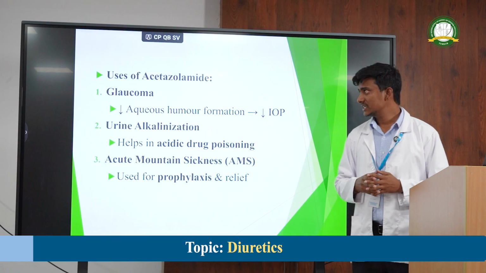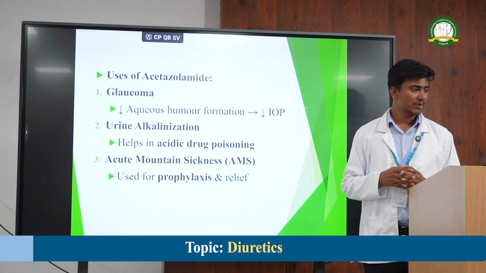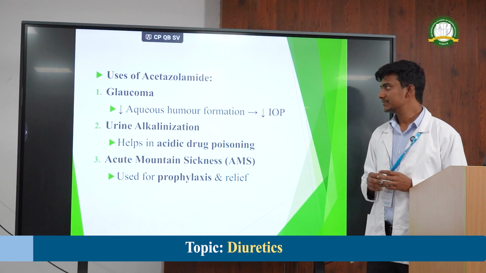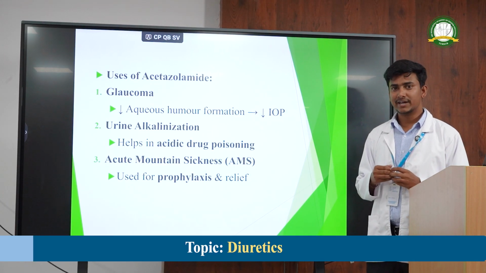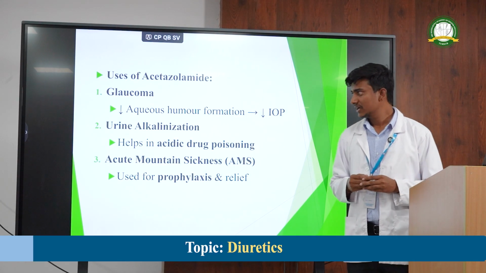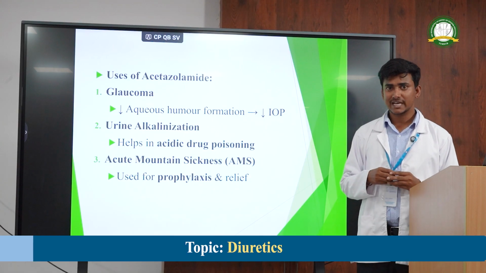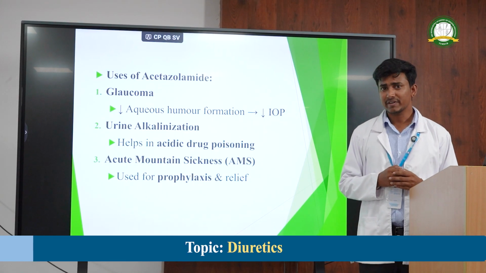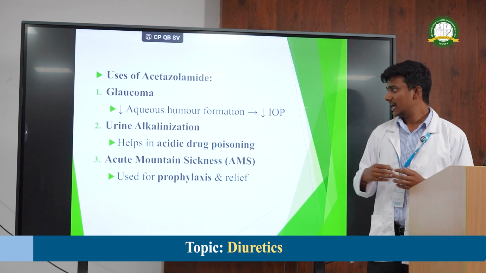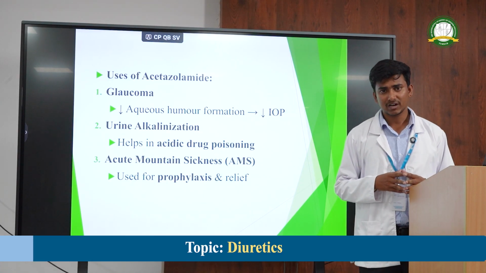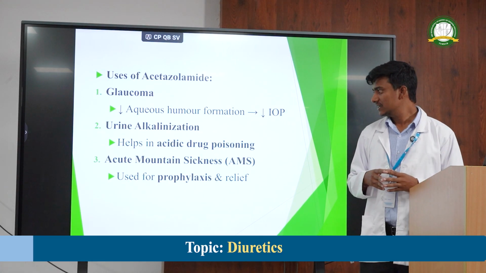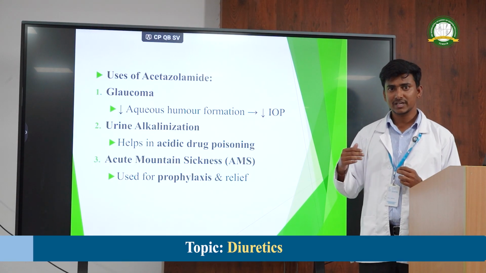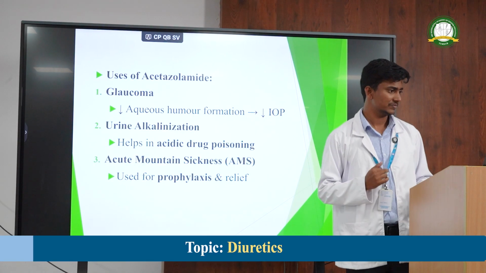Where are we going to use this acetazolamide? We mainly use this drug in the treatment of glaucoma because it decreases the intraocular pressure. Next, it is also used as a urine alkalizer. It helps in the treatment of acidic drug poisoning. And the last one is, it is used in the treatment of acute mountain sickness. It is used as a prophylactic drug, and it is also used for the relief of mountain sickness.